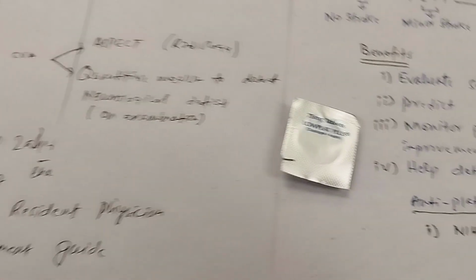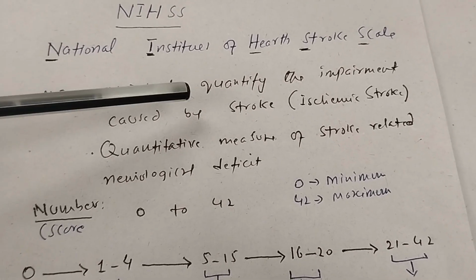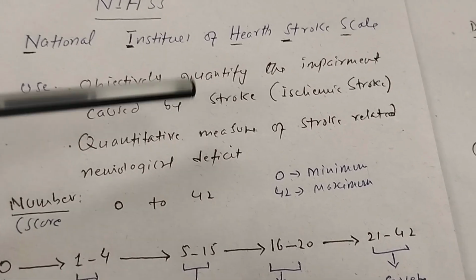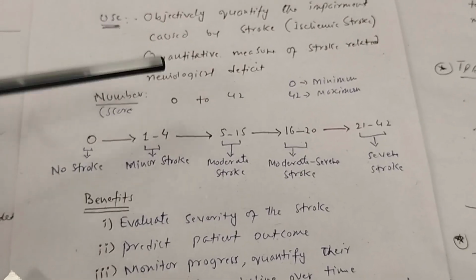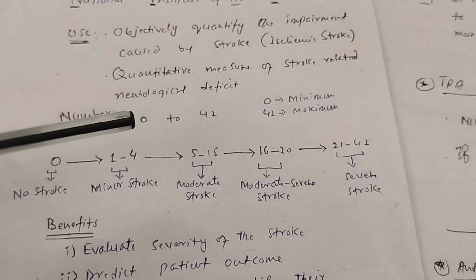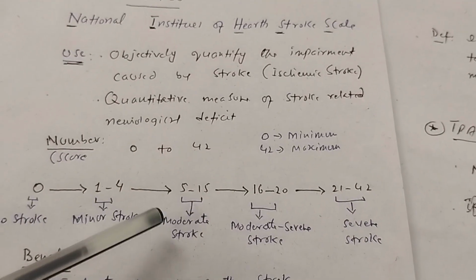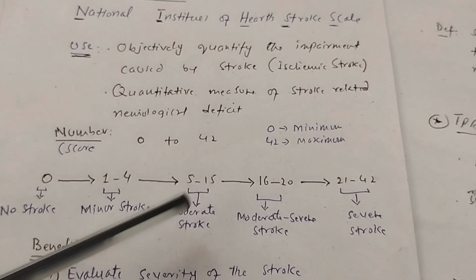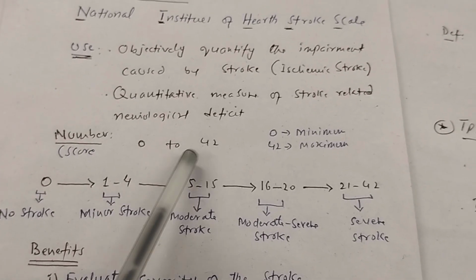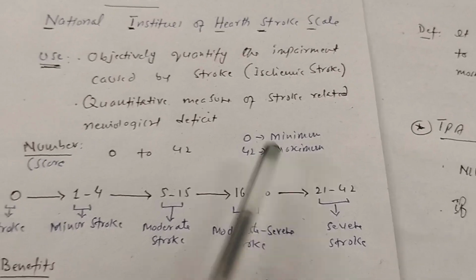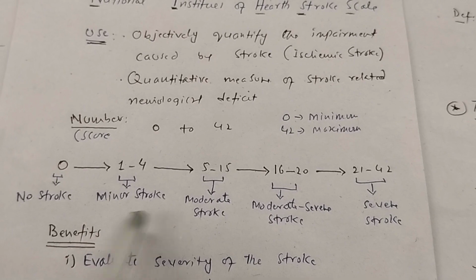The uses of this: objectively quantify the impairment caused by stroke, I mean the ischemic stroke; a quantitative measure of stroke-related neurological deficit. The neurological deficit caused by ischemic stroke will be shown on the NIHSS score, and it will tell us whether the stroke or the deficit is severe, moderate or minor. So the score is from 0 to 42. 0 is minimum, 42 is maximum. When the score is 0, it means no stroke. When the score is from 1 to 4, this is minor stroke.